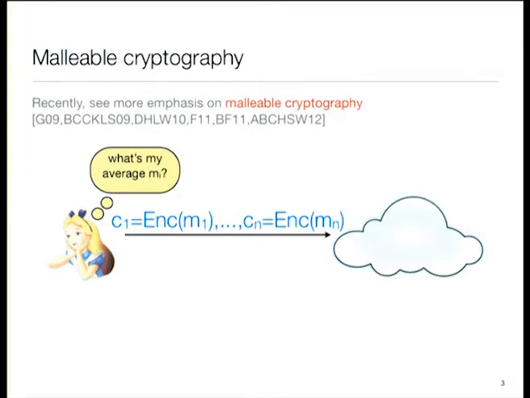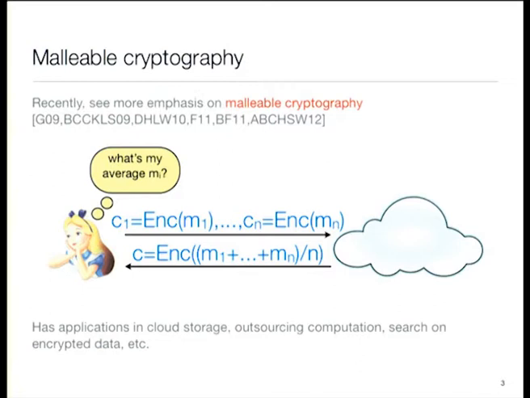Nevertheless, Alice might someday wonder, well, what's the average of all those values? If she authorizes the cloud storage provider to compute this averaging function over that data, again without decrypting it, just computing the average over the ciphertexts, then it can send back one ciphertext encrypting the average value. That saves Alice this huge computational burden, because all she has to do is decrypt. This has applications in things like outsourcing computation, cloud storage, et cetera.